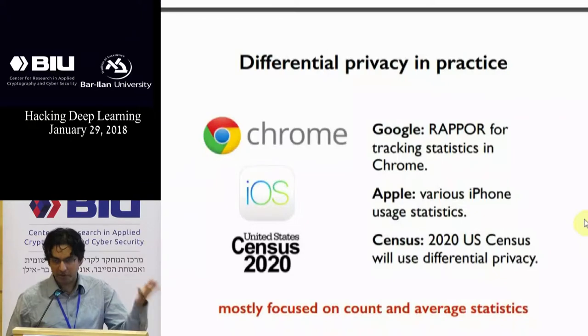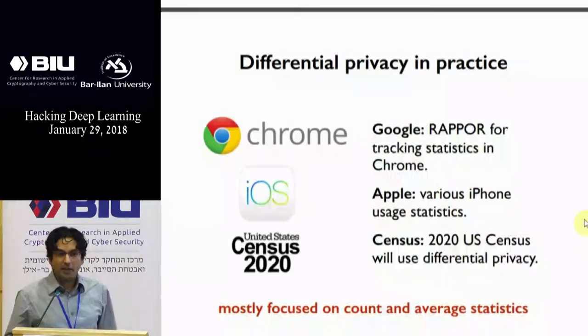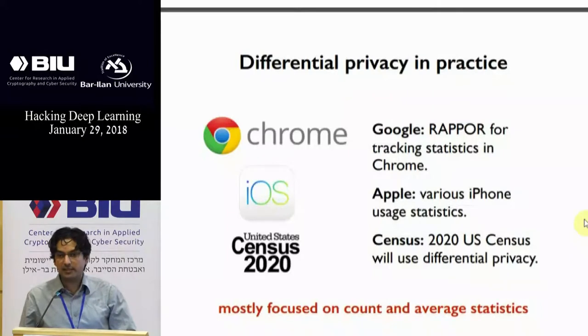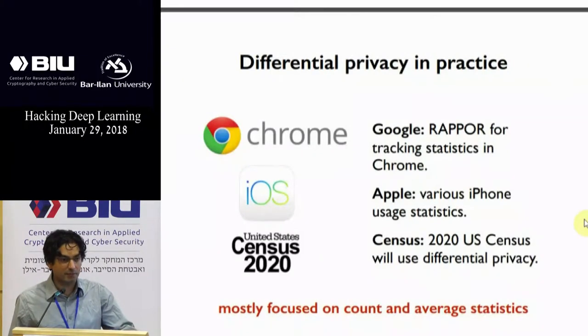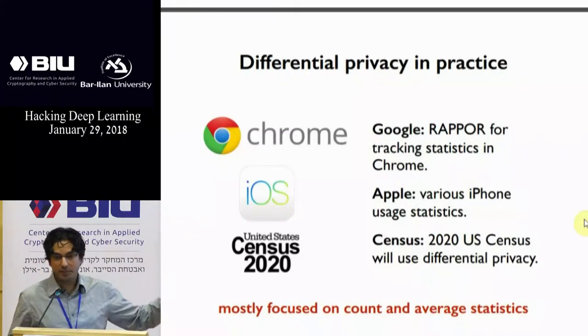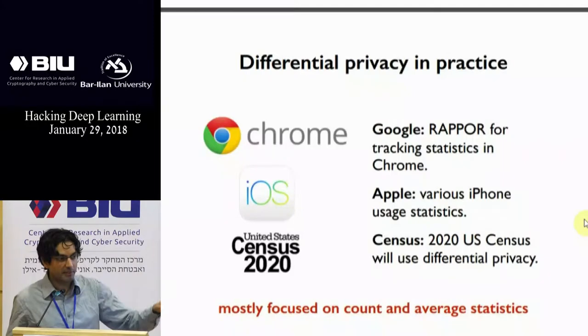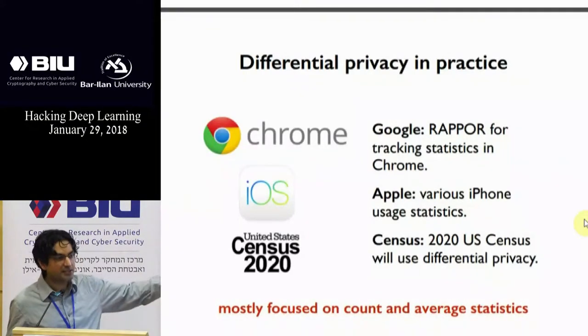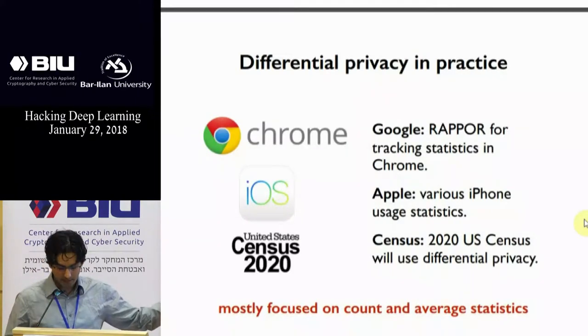So maybe things will improve. The big buy-in has been from the United States Census, which for the decennial census, so every 10 years they count everybody in the country, has decided to use differential privacy quite extensively in publishing data as a result of the census. But the thing that these three applications have in common, which is not machine learning, despite Vitaly's comment that basically machine learning is statistics, is that the kinds of statistics they're computing here are very simple, like counts and averages. And that's because you can get pretty good utility doing counts and averages.